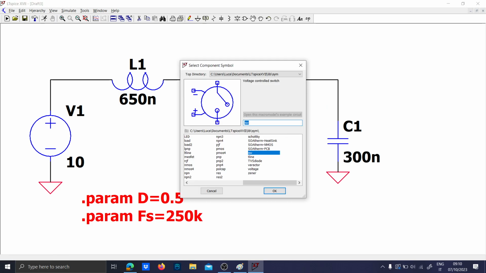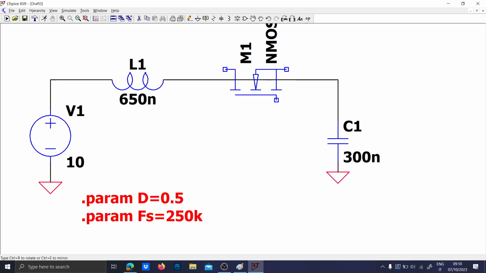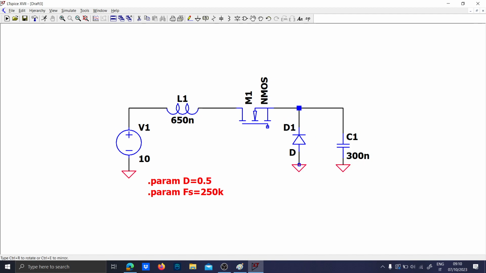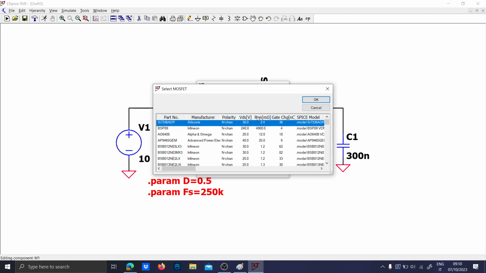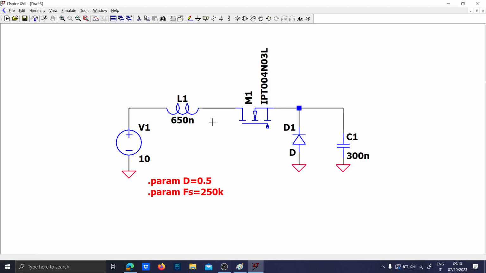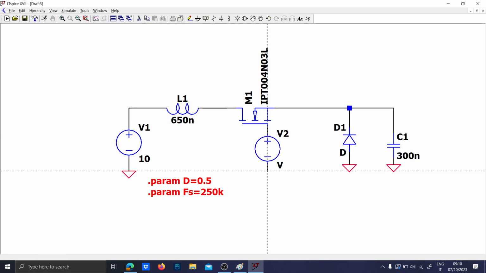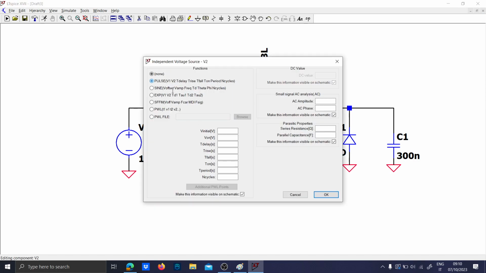And I will use the MOS like this. And I will use the diode D1 in this position here. Let's take the first MOSFET on the list and let's generate the square wave between the gate and the source, like this. So we will have the pulse between 0 and 5 volts with a rise time of 1 nano. I honestly don't care. And the D-on is D over Fs, and the period is 1 over the switching frequency.